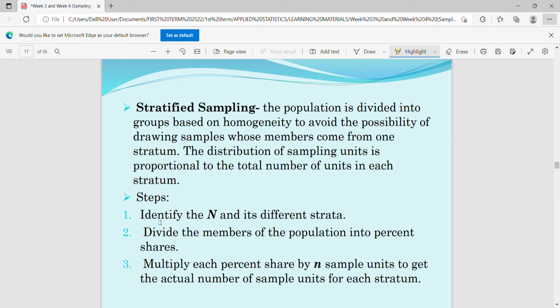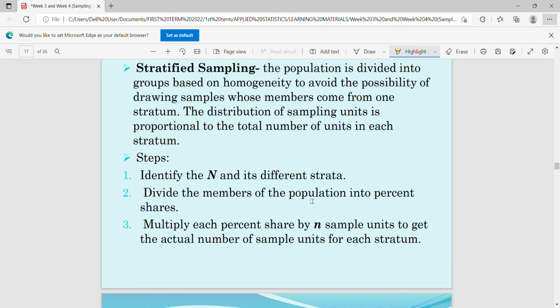So, there are steps. We need to identify the N, which is the population, and its different strata or groups. Divide the members of the population in percent shares. So you divide using the percent shares. Then multiply each percent by n sample units to get the actual number of sample units for each stratum.